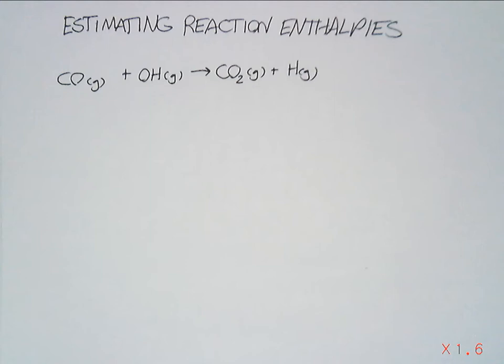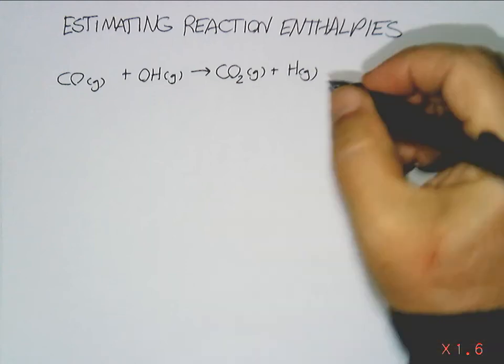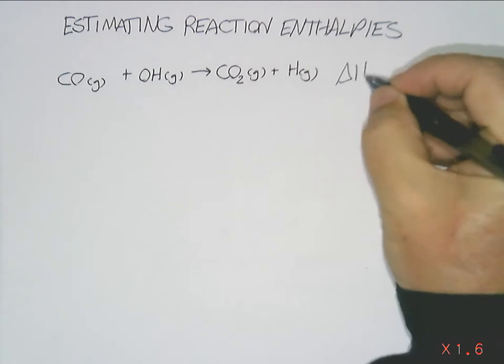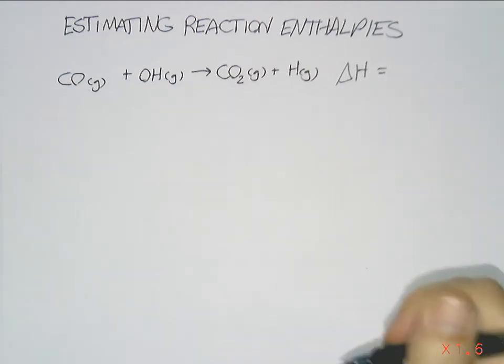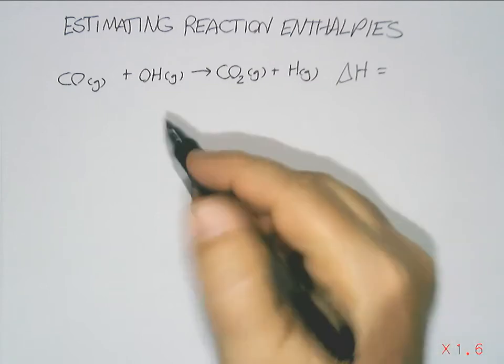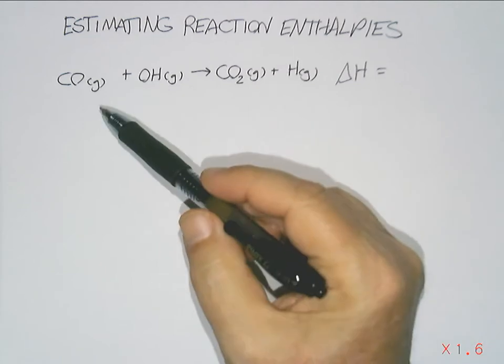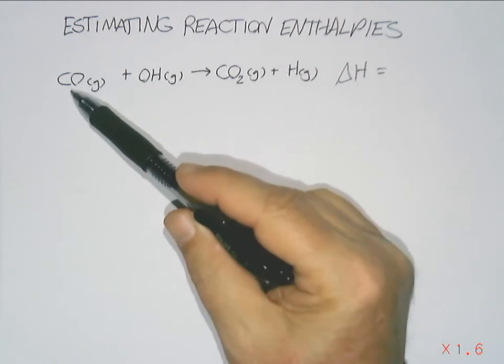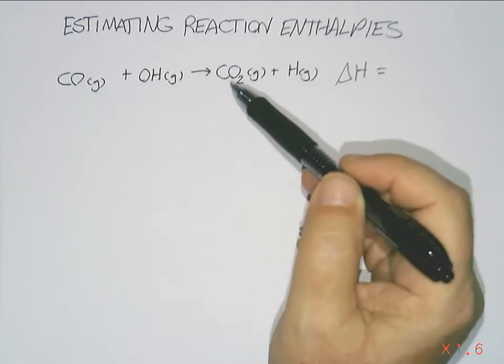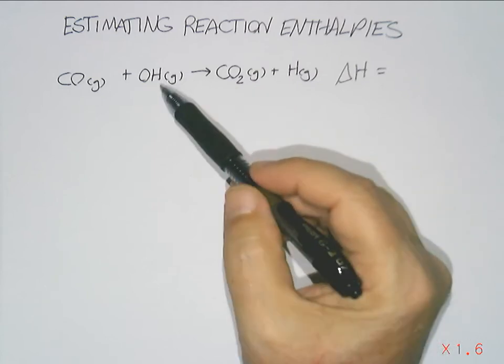Let's use bond enthalpies to estimate delta H for this reaction. Now, it's very difficult to do this experimentally. This reaction is a key reaction inside of a flame. It is one of the key reactions that converts carbon monoxide into carbon dioxide. And notice that it involves a couple of free radicals.